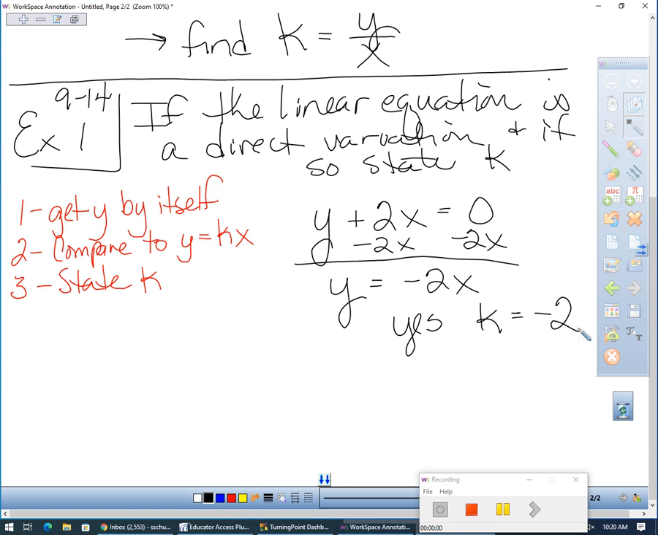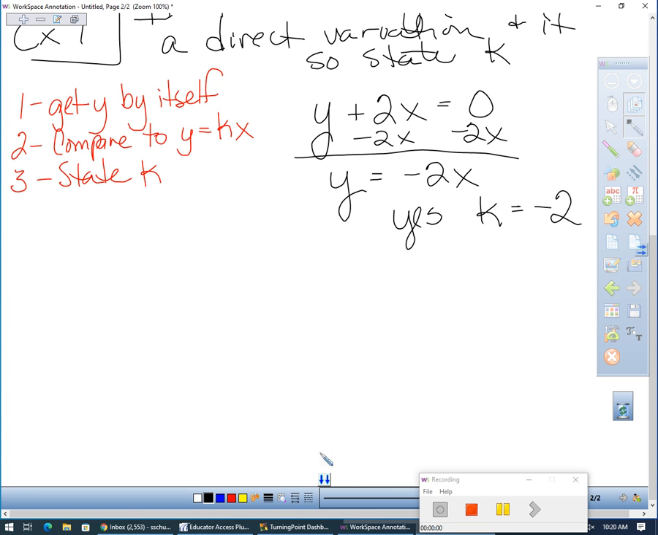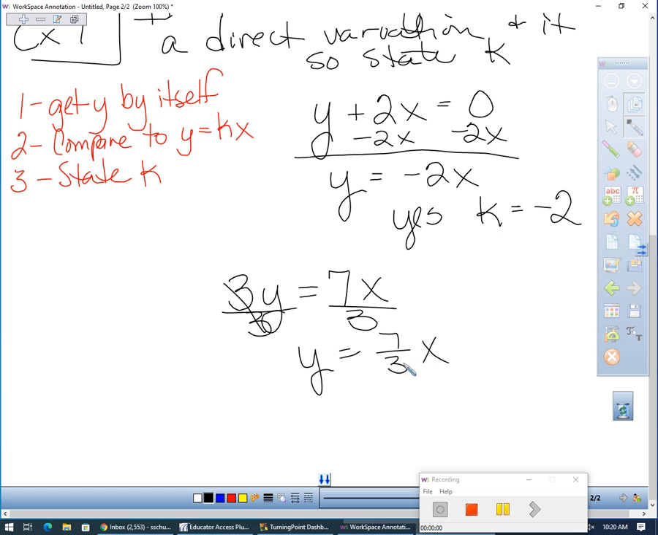All right, let's do another one. I'm going to keep it all under the same example because it's all part of the same group. What if I have 3y equals 7x? Divide by 3. Whatever I do to one side, I got to do to the other, right? So we get y equals 7 over 3x. Is this a direct variation? Yes. And what is k? Yeah, 7 over 3. You got to have the whole thing that's in front of x. Okay? Let's do another one.